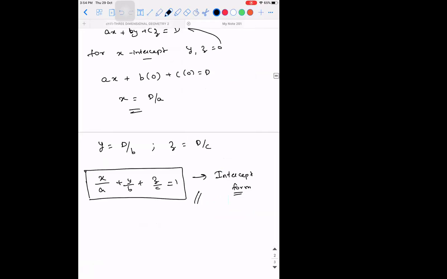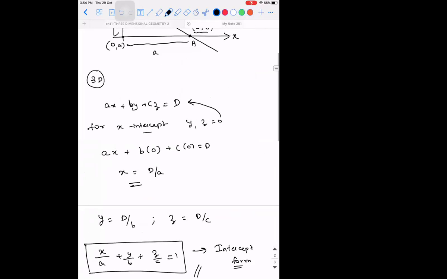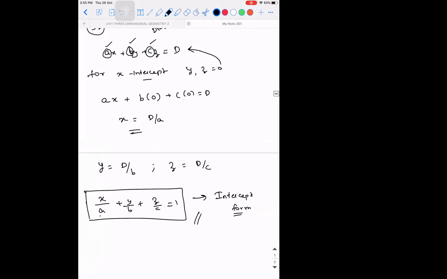Okay, see, one thing I just observed. See, this a, b, c which is written in the general equation represents the direction ratios of the normal. Here also we are using a, b, c. These a, b, c do not represent the direction ratios of the normal. They represent the intercepts on the coordinate axis.